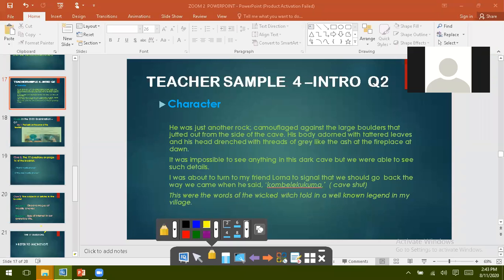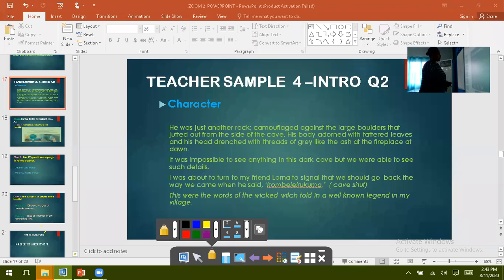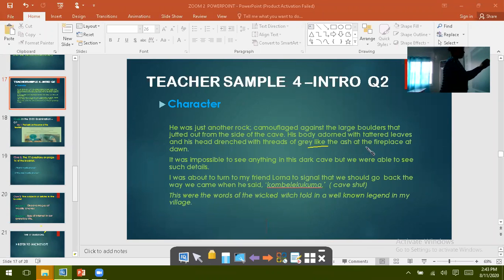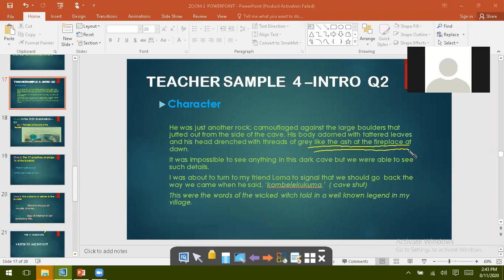He was just another rock, camouflaged against the large boulders that jutted out from the side of the cave. A beast, his body adorned with tattered leaves, and his head drenched with threads of gray, like the ash at the fireplace at dawn. Okay, so what am I describing here? What is this description about? His hair. Hair has been described here, all right?